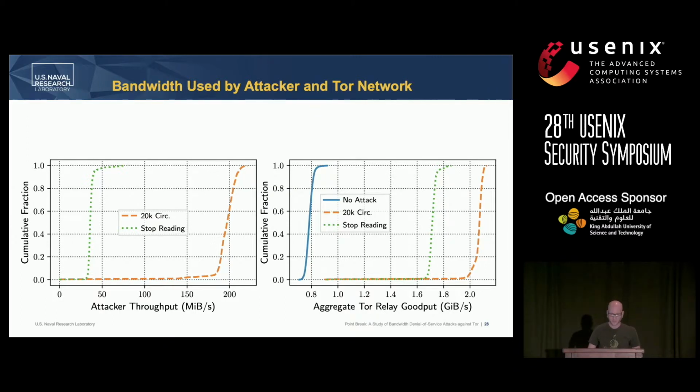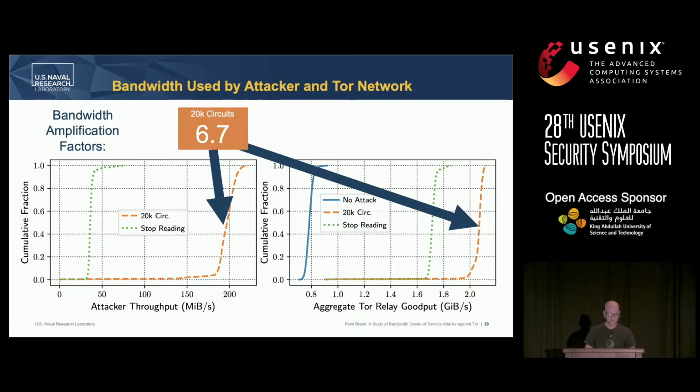So the results are shown here. The graph on the left is attacker throughput. This is how much bandwidth the attacker is consuming during the attack. And the graph on the right is Tor relay goodput. This is how much bandwidth all of the relays combined in the network are consuming. We're showing 2 different attacks here. The 20K circuit attack is the same attack as the other one, except the client is actually doing the reading. The stop reading attack is, as I previously described, where the client stops reading from the entry point.